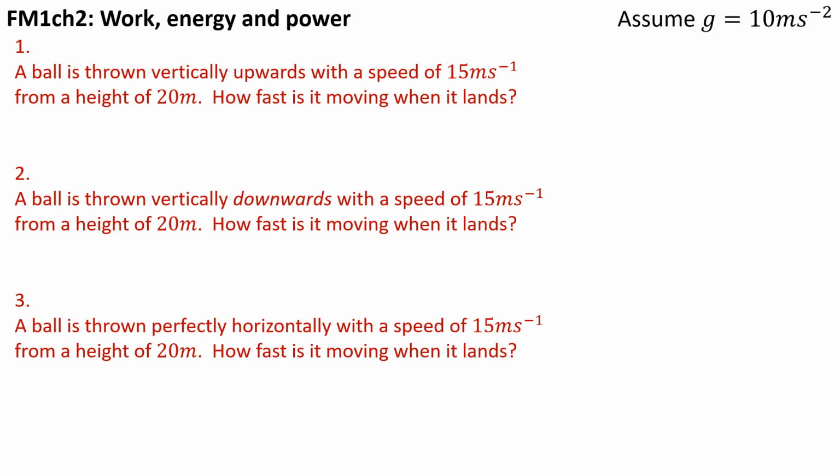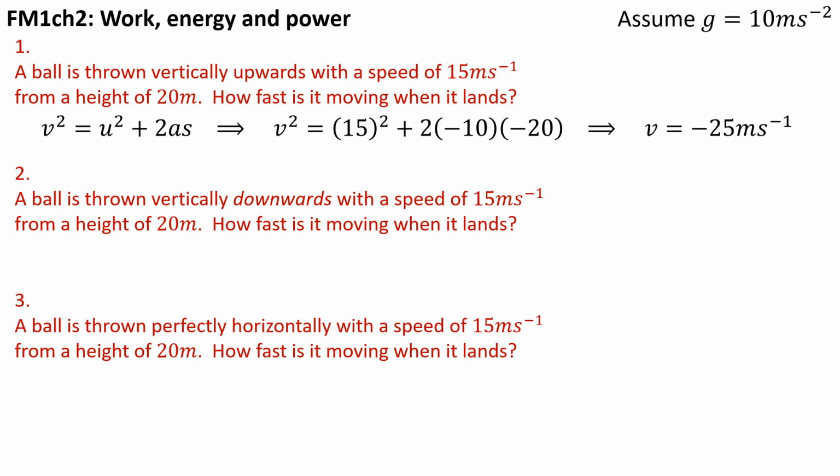This first question is a SUVAT problem. We have a constant acceleration downwards of g, or 10 meters per second per second. The initial speed is in the upwards direction, so u equals positive 15 if we're treating up as positive. And we also have a negative displacement, so negative 20 for the value of s. The most efficient formula for finding the final speed is v squared equals u squared plus 2as. So if you sub in your numbers, you'll end up with v squared equals 625.